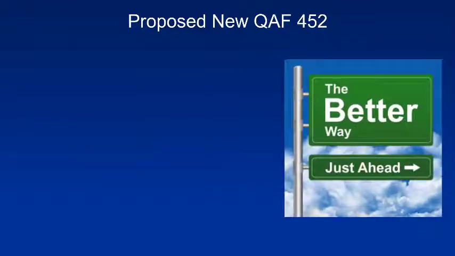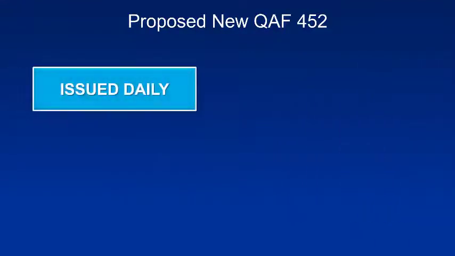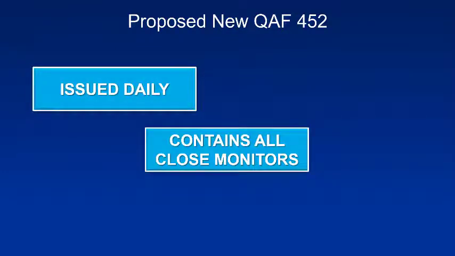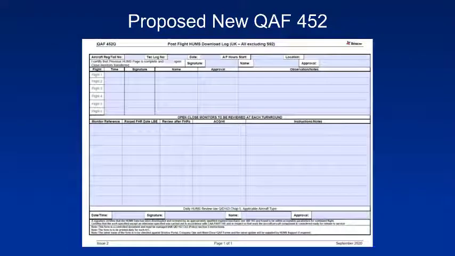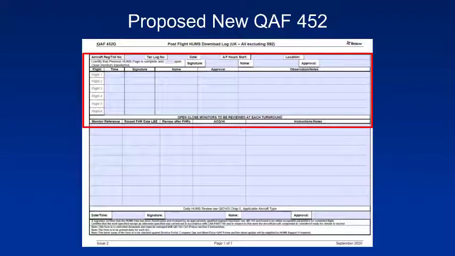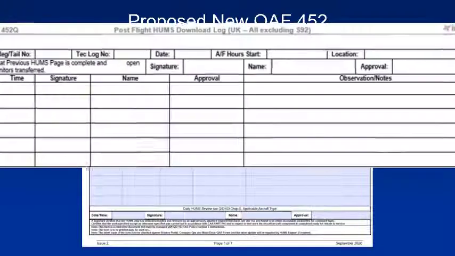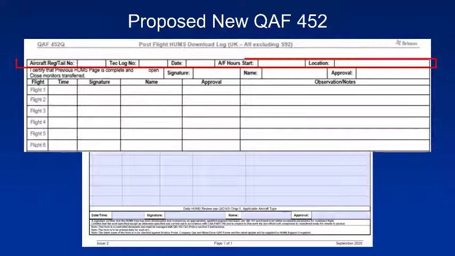The new QAF 452 has been designed to address these problems. A new one is issued daily. It has the close monitors included within it, one combined signature for HUMS download and close monitor reviews. It is now a 3-section form, as you can see. In the top section, the form is tied to a tech log number and the aircraft flying hours. Each form is now tied to a tech log by this one action.